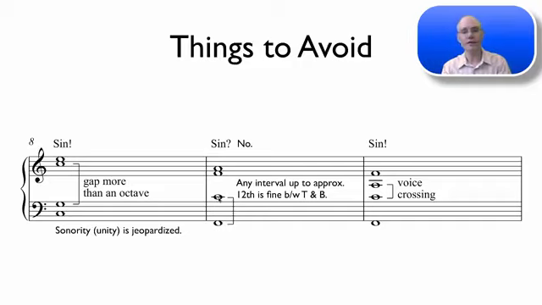It's very common to find a tenth. It's fairly common to find a twelfth. Larger than that, you might find, but pretty rarely. So this is what I'd like to suggest. Any interval up to approximately a twelfth is fine between the tenor and the bass. If you get to a tenth, that's usually large enough of an interval between the lower two voices. You can push it a little bit farther and go to a twelfth.